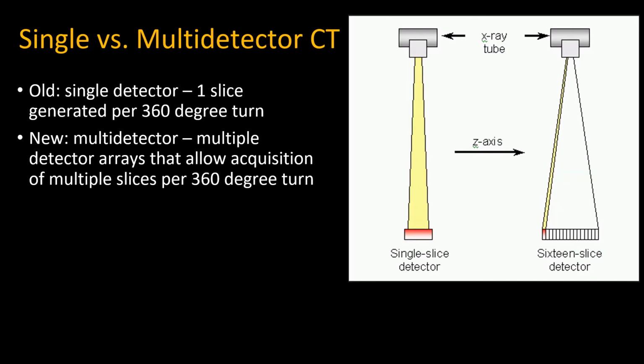Okay, so we're back. With old single detector CTs, one slice was generated every 360-degree turn. Now with multi-detector CTs, there are more detector arrays that allow us to acquire multiple slices per 360-degree turn.